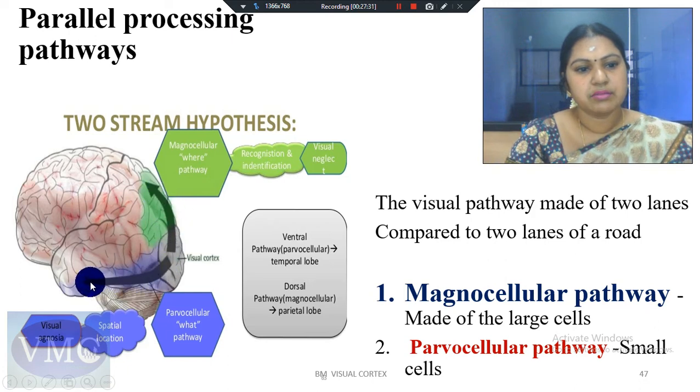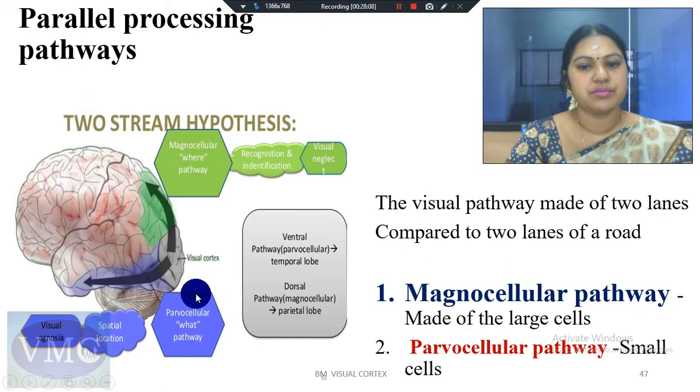Here it comes down to the temporal lobe, where the parvocellular pathway carries the details of that particular image. This parvocellular pathway, which goes to the temporal lobe, is called the ventral pathway. The magnocellular pathway, which goes to the parietal lobe, is called the dorsal pathway. The dorsal pathway, or the parietal pathway, or the magnocellular pathway, is concerned with location, and the parvocellular pathway, or the ventral pathway, which goes to the temporal lobe, is concerned with your finer details.